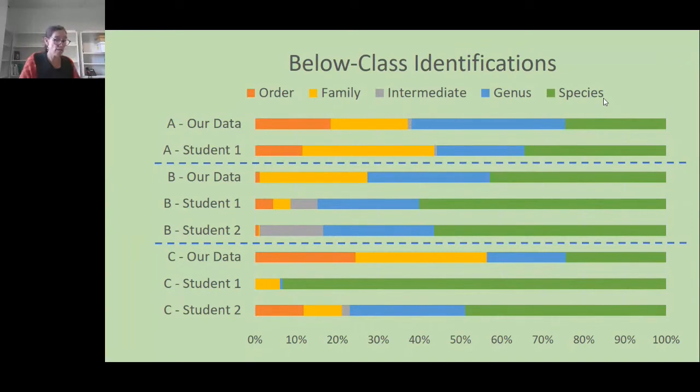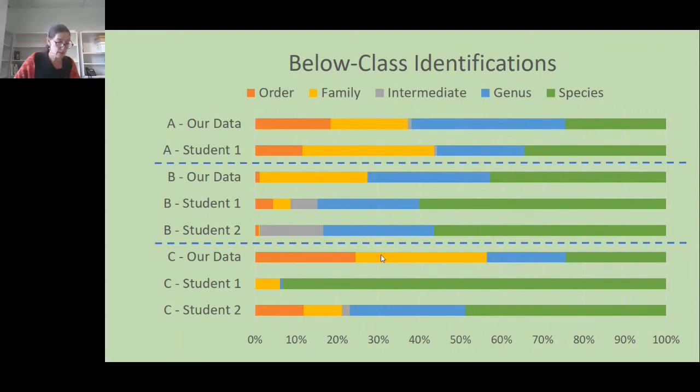Analysts who have a lot of familiarity with the range of animals in an area and also their skeletons will often identify at this higher level of order or family and not identify at the genus or species. So they're more conservative. If we look at this graph, what we see is that in the student data, often they have a higher proportion of identifications to the species level or to the genus level. And our data has a greater proportion of identifications to the order or family. So we're being more conservative.